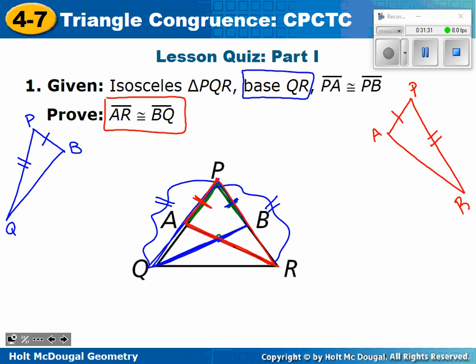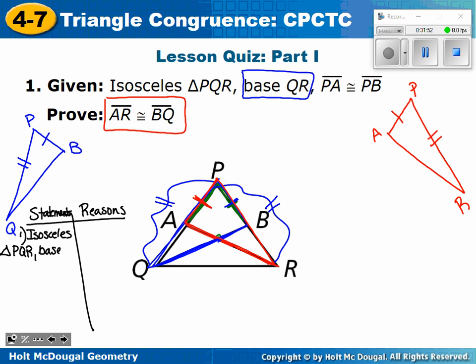Okay, so let's start listing what we've marked in our proof. So I'll try to cram this in small here. So I've got statements and reasons. So number 1, we're going to start with our first given, which was that we have isosceles triangle PQR with base QR. And technically that QR should have a line segment above it for good notation there. So isosceles triangle PQR with base QR, and that was given to us.